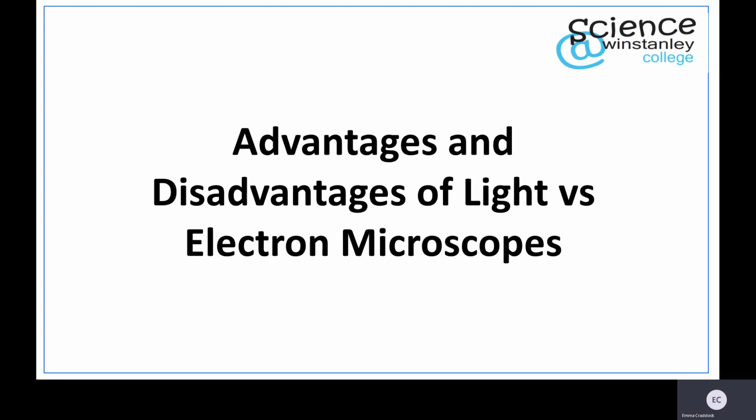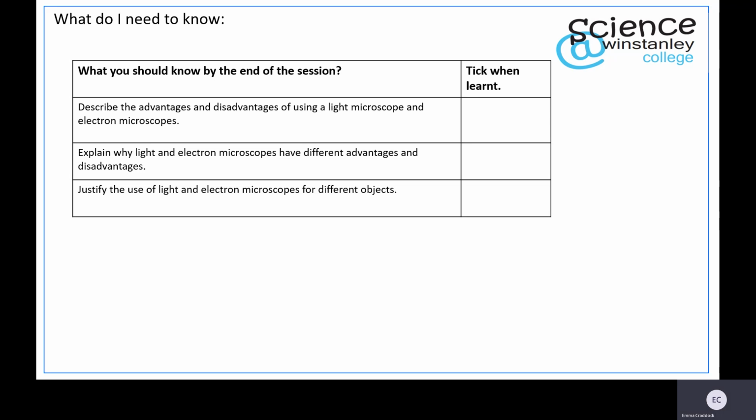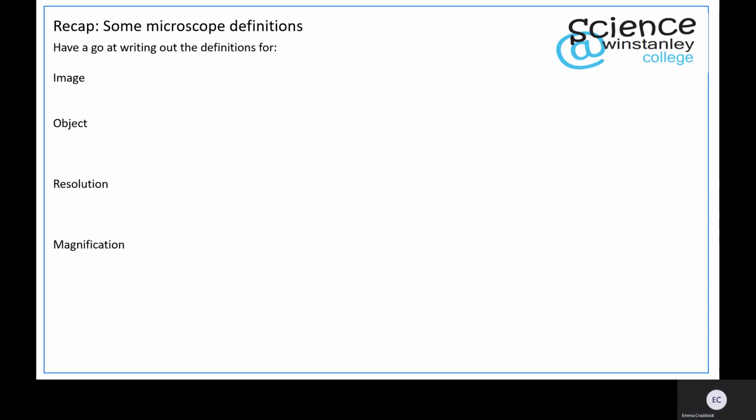In this video, we are going to look at the advantages and disadvantages of light versus electron microscopes. By the end of this session, you will be able to describe the advantages and disadvantages of using a light microscope and electron microscopes. You will be able to explain why light and electron microscopes have different advantages and disadvantages, and you will be able to justify the use of light and electron microscopes for different objects.